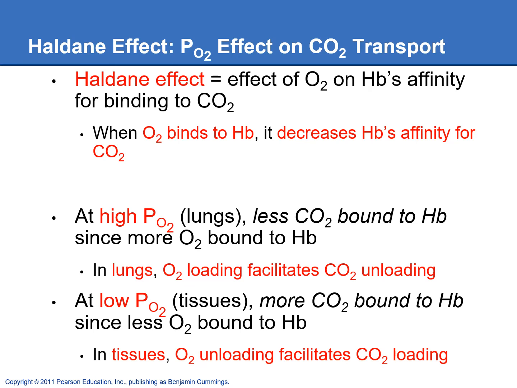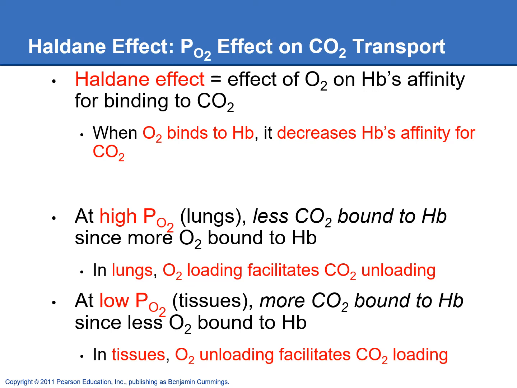So in the lungs, where the partial pressure of oxygen is high, that means that more oxygen will be bound to the hemoglobin and less carbon dioxide will be bound to the hemoglobin. So in the lungs, the oxygen loading onto the hemoglobin facilitates the unloading of carbon dioxide from the hemoglobin.